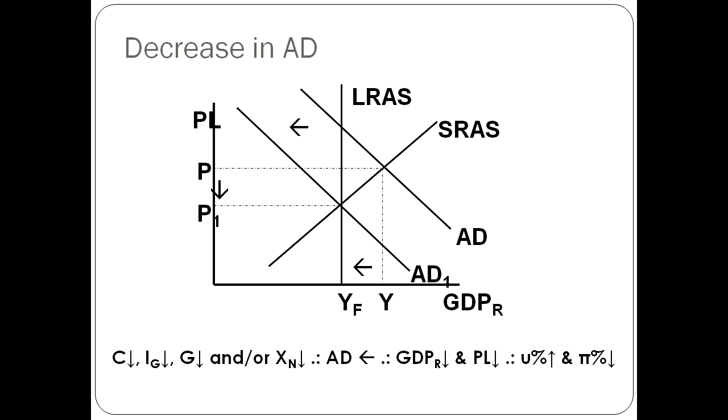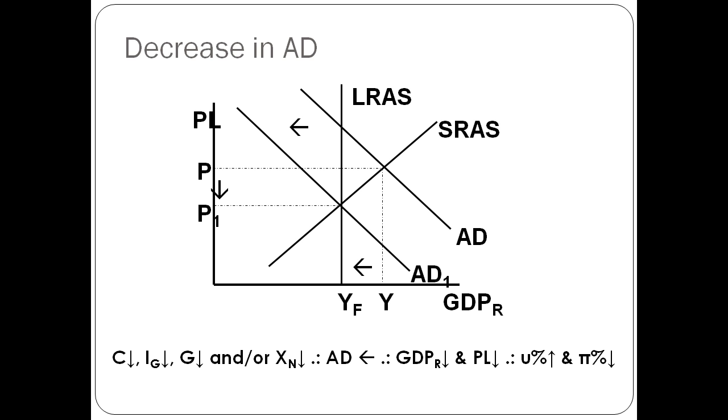So we can see initially our equilibrium where aggregate demand and short-run aggregate supply intersect was at P. Now after the aggregate demand shifted to the left, you can see the price level fell from P to P1, and our output fell from Y to YF.